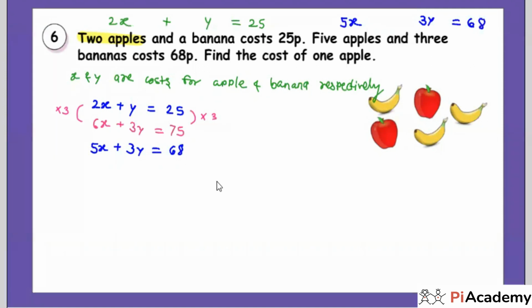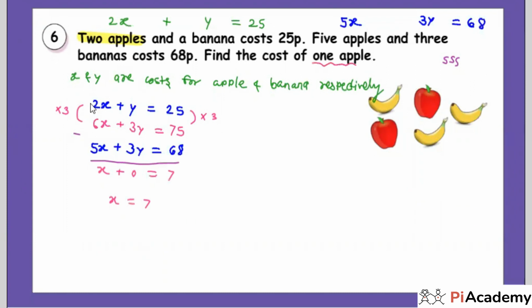So after having this same coefficient, both of them are 3, right? And you also find that they have the same sign. So once you come to know they have the same sign, what to do? Subtract, right? Same sign, subtract, okay? So you can remember triple S, like same sign, subtract. So what is going to happen after doing that? It's easy to understand. 6x minus 5x, so it's only x. 3y minus 3y, that's 0, okay? And 75 minus 68, that means 7.